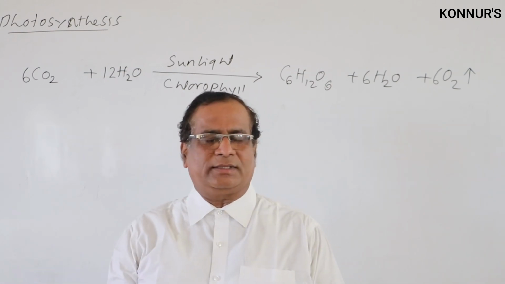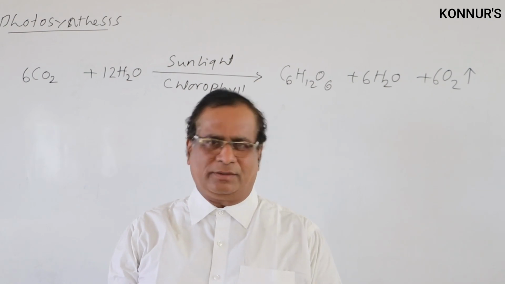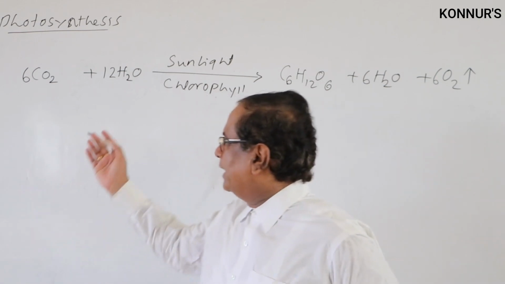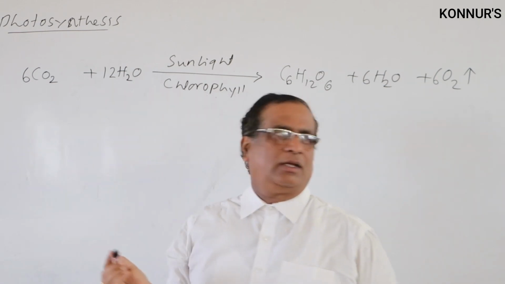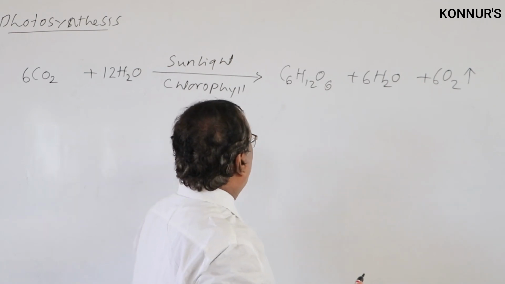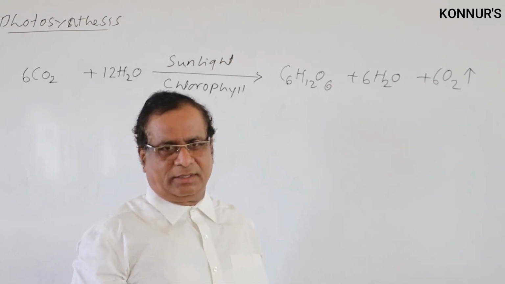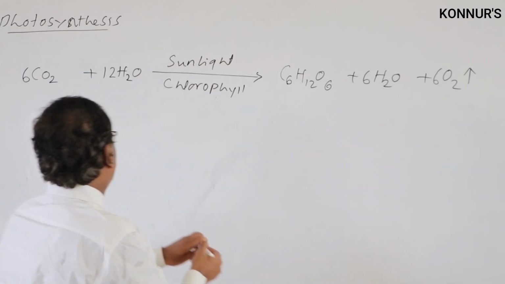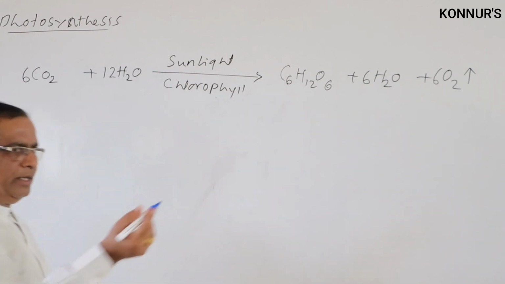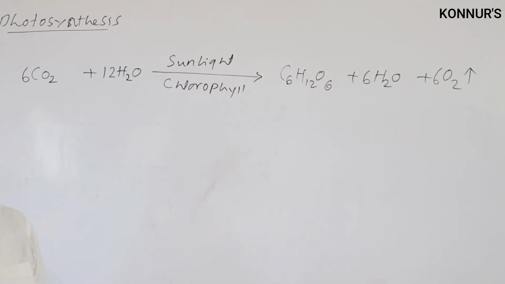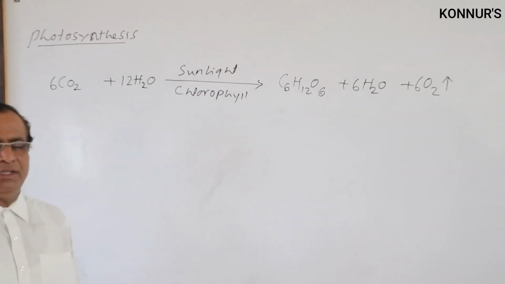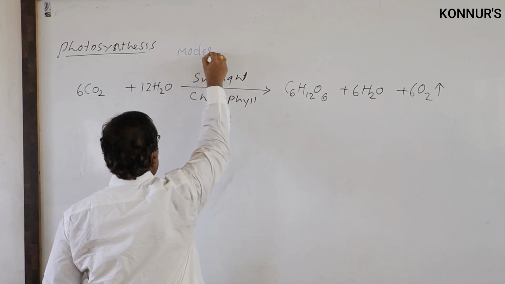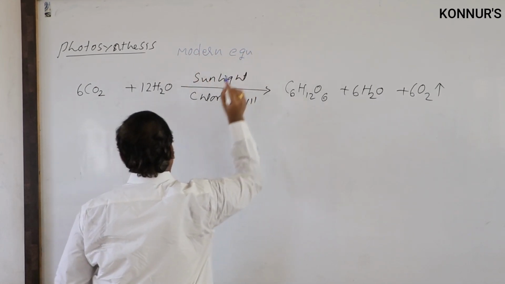For photosynthesis, they have given one modern equation. In that modern equation, we come to know the elements of these simple molecules involved in forming these products. To indicate that, they have made a modern equation for photosynthesis. They would give 4 choices: which of the following is the modern equation? They would ask the question. You remember the modern equation for photosynthesis.